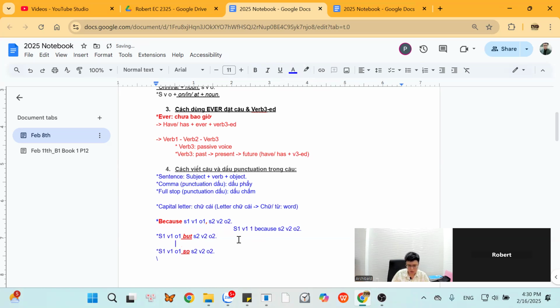For "but", we cannot use "but" at the beginning of the sentence. We should separate the first sentence with a full stop. If you use "but", you should use "however". We cannot use "but" at the beginning of a sentence. Something like this, all right?